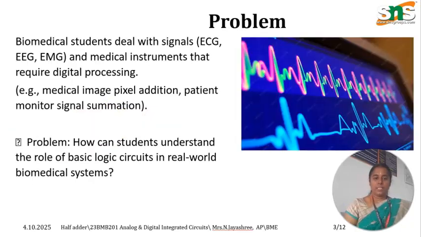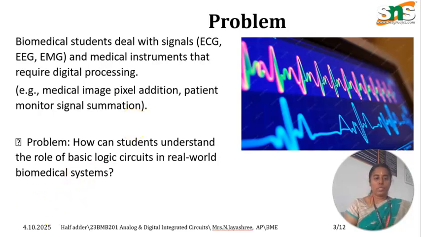Biomedical students deal with ECG, EEG and medical equipment, right? So this requires fast digital processing, that is medical imaging, pixel addition, patient monitoring, signal summation. So we can also understand the role of basic logic circuits in biomedical systems.